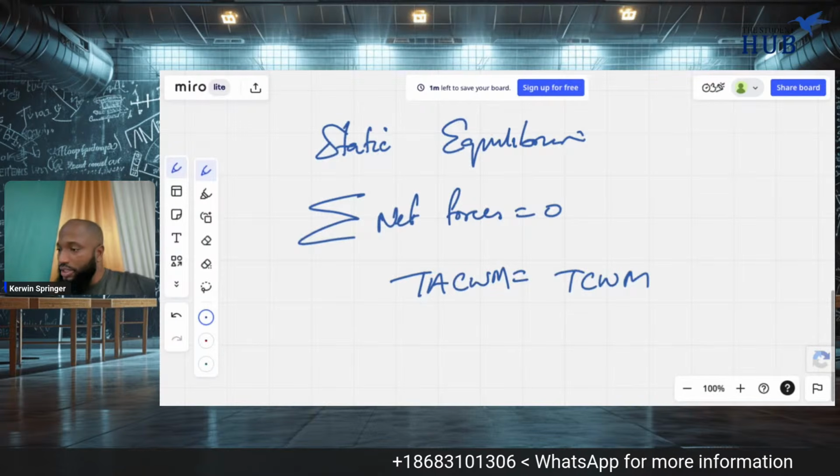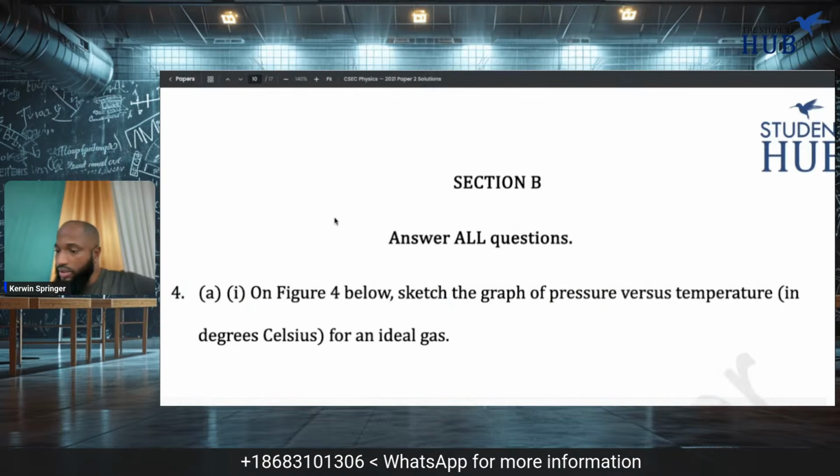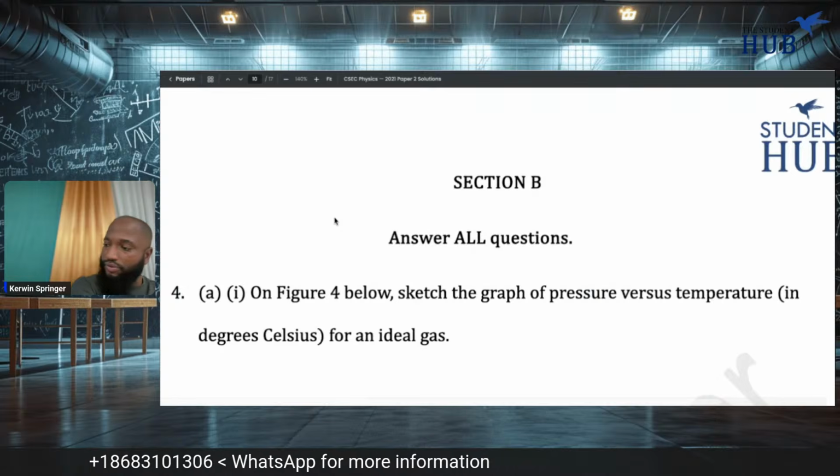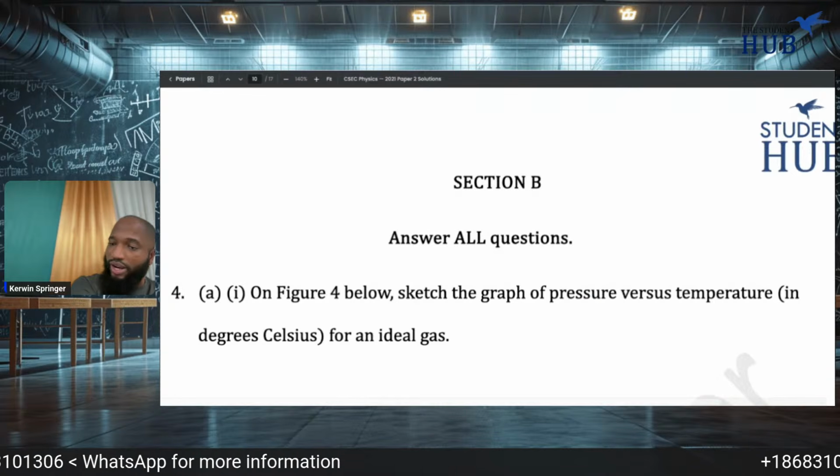Let me just bring this up. Make sure y'all can sketch that graph. Go ahead and sketch this graph, people.